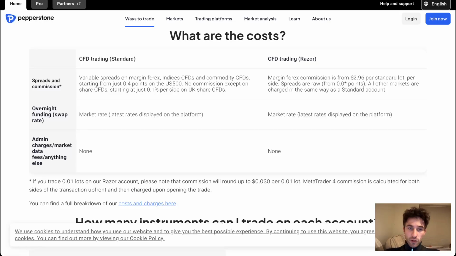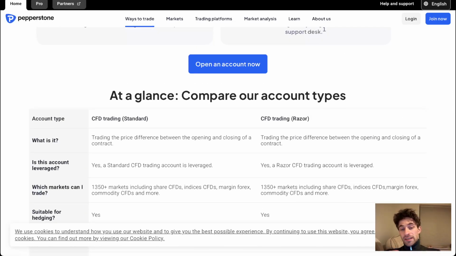If we go over here to Pepperstone, there's a lot fewer account types that we have. With the standard right here, you can see we have CFD trading, and we also have CFD trading Razor as well.